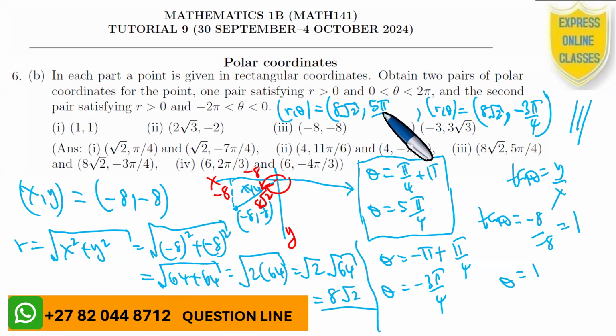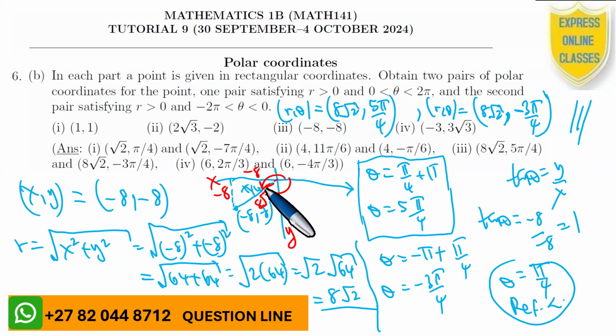Which is 5 pi over 4. So this would be a pi over 4 angle, but the pi over 4 angle is a reference angle. The actual angle should be, because the point is sitting somewhere here, so now you have to say pi, because this angle is pi here: 0, pi over 2 radians, pi, 3 pi over 2 radians and 2 pi. So you then have to say pi plus pi over 4 radians, giving us 5 pi over 4 radians. Now you have the other one, which is 1, minus pi plus pi over 4, which is minus 3 pi over 4.